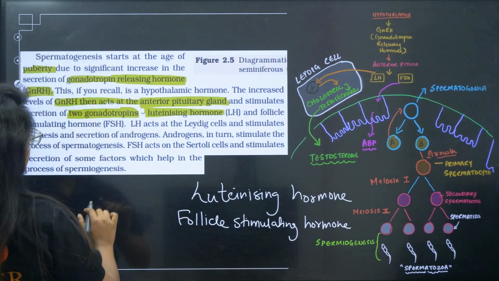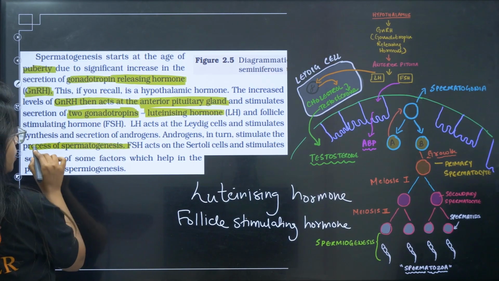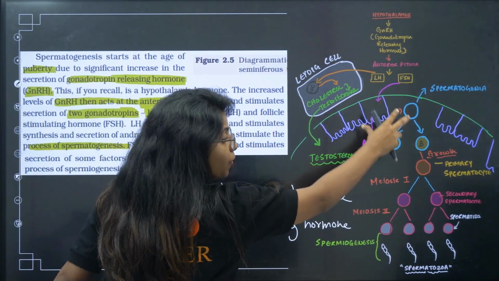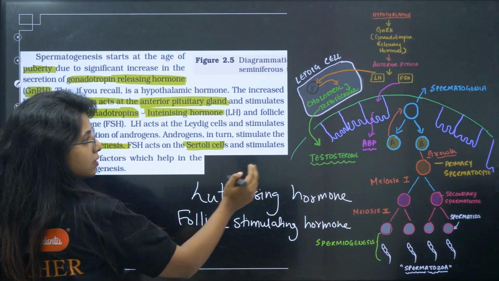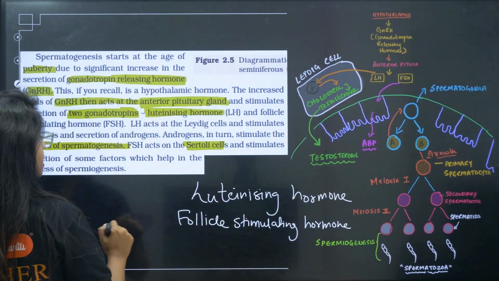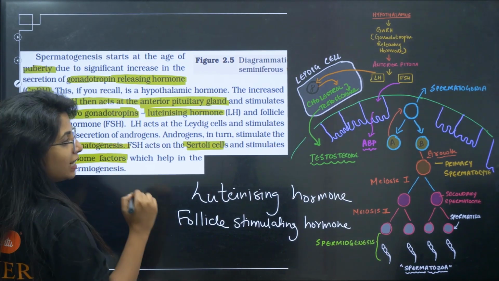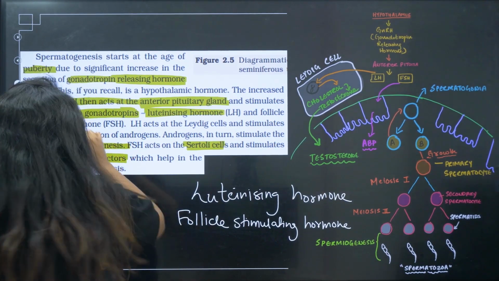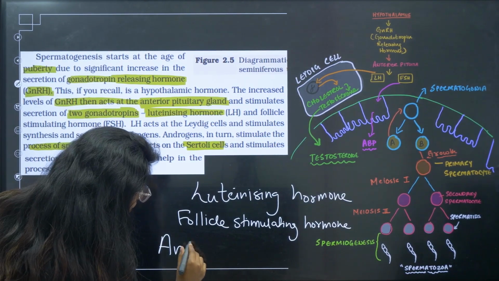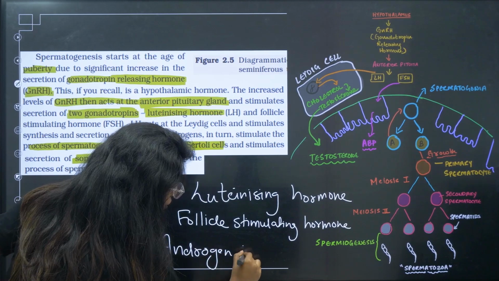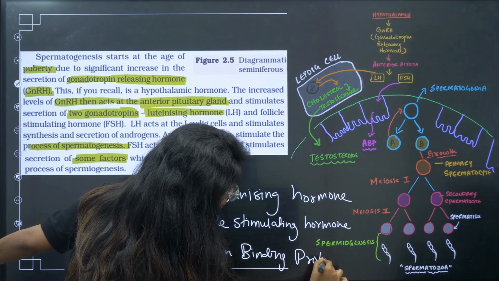Now, we go ahead. And androgens in turn stimulate the process of spermatogenesis. This particular testosterone is important for this process to happen. FSH now acts on the Sertoli cells. FSH is acting on Sertoli cells and stimulates secretion of some factors. What are these factors? It is ABP or androgen binding protein. I will write that also. What are these factors? Androgen binding protein.